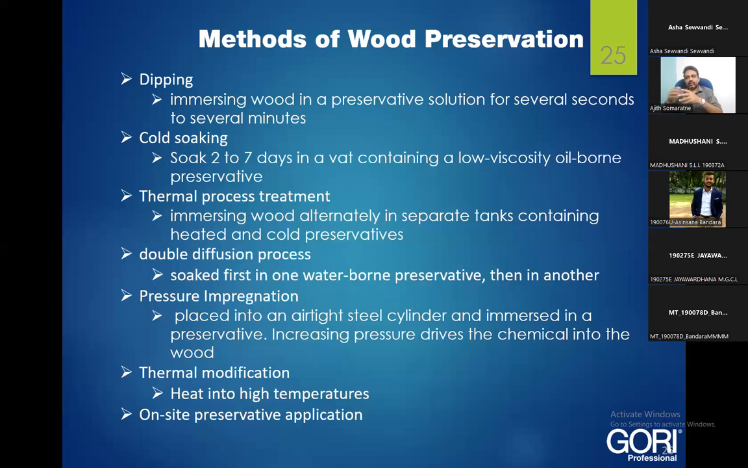Then the other method is pressure impregnation. Here also, in Sri Lanka we use this method. There are some factories which use this. We use an airtight steel container. We put wood into that and we fill the container with preservative chemicals. Then we increase the pressure within the container. With this pressure, these preservatives will penetrate more into the wood. So that is pressure impregnation.